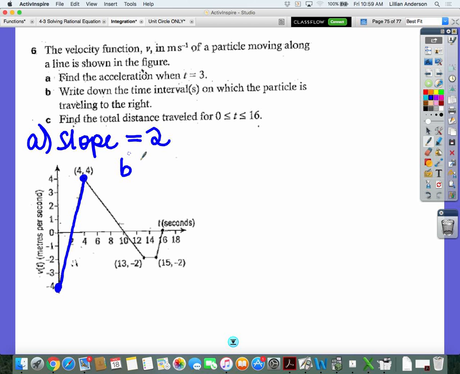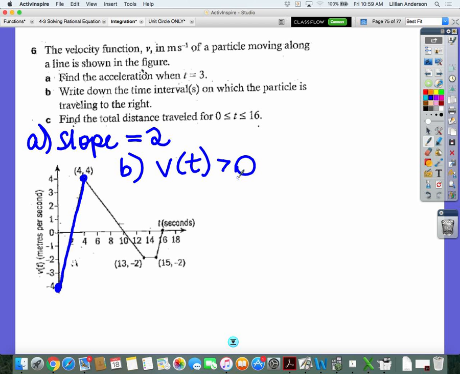This goes back to derivatives. When a particle is traveling to the right, that means that what? Greater than 0? What's greater than 0? The velocity. Velocity is greater than 0. That's what it means to travel to the right. If it was traveling to the left, then it'll be less than 0.